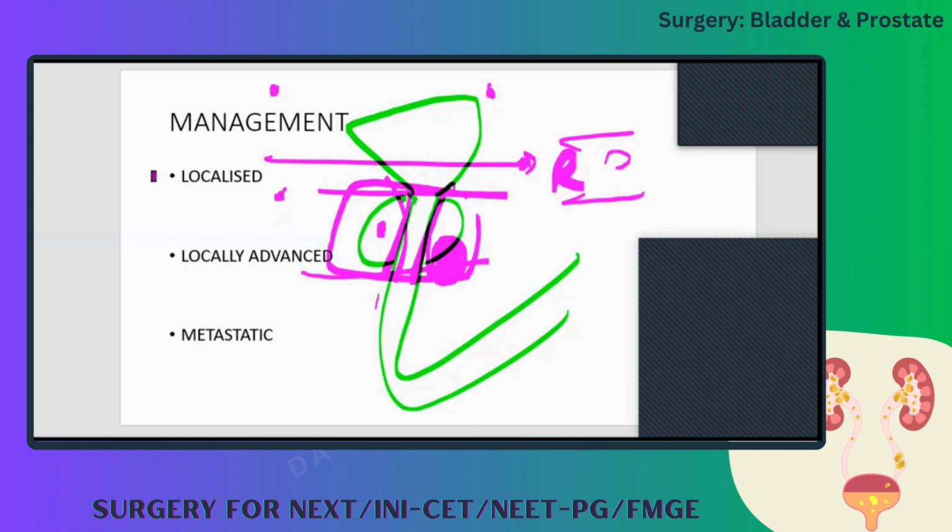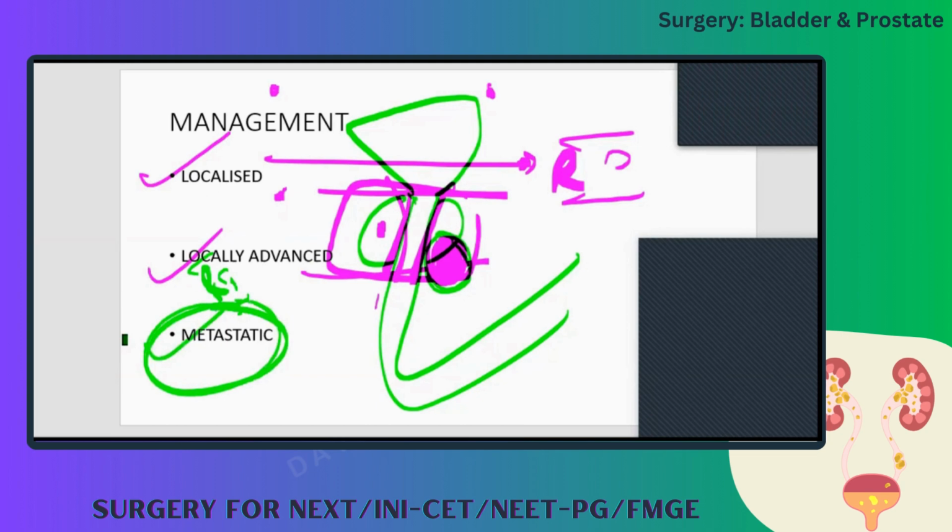Suppose it is locally advanced, it has come here, B. Then can you do prostatectomy? No, it has spread. So you give radiotherapy, RT. If it is metastatic, for metastatic prostate cancer, what is the treatment of choice?